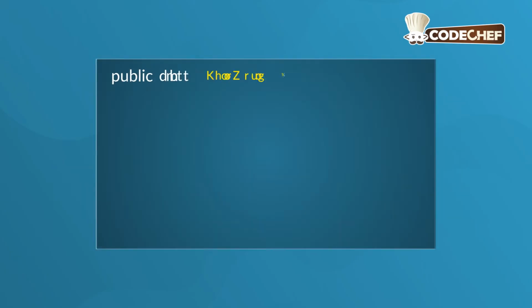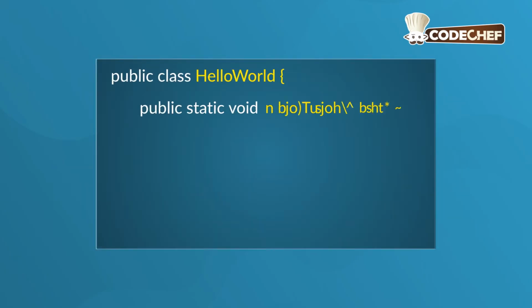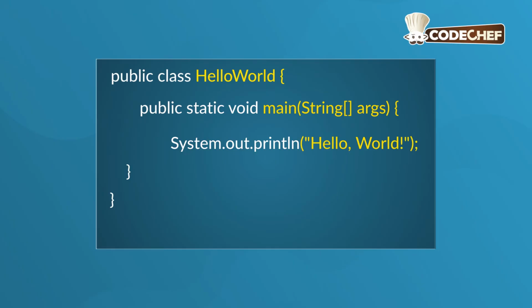Here's our simple Java program. The class is named HelloWorld. The main method runs automatically when we execute the program. Inside the main, we use System.out.println to display text. After compiling and running the program, the output will be Hello World.